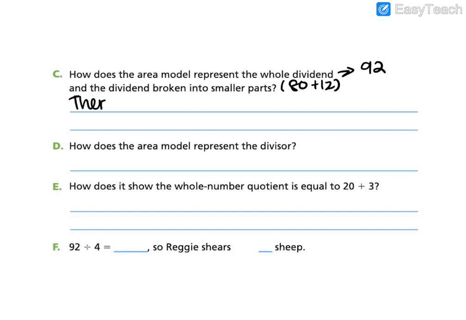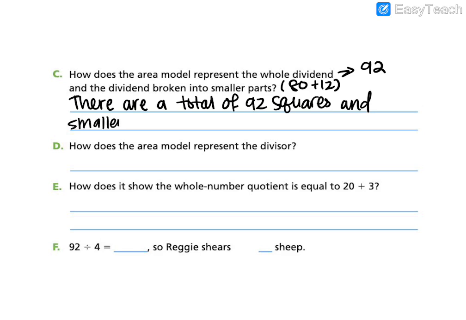Well, there are a total of 92 squares and smaller rectangles with 80 and 12 squares.